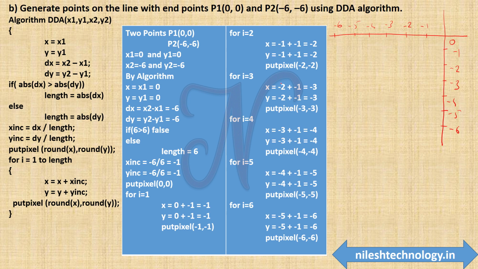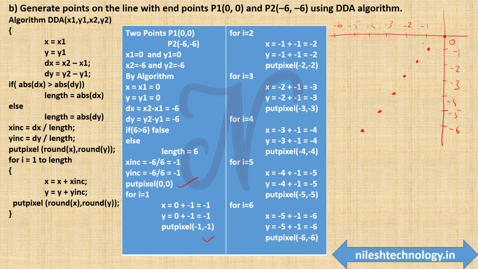So see here, my first point is put pixel 0 0. Then the second point is put pixel minus 1 minus 1. Third point minus 2 minus 2. Then minus 3 minus 3, minus 4 minus 4, minus 5 minus 5, and then minus 6 minus 6. So in this way we draw a line by using the DD algorithm.